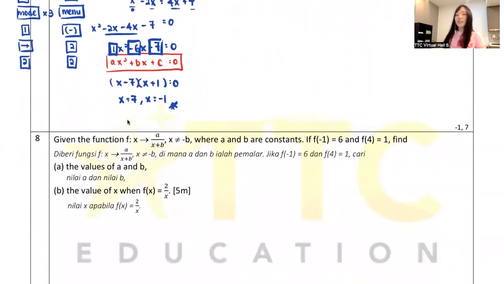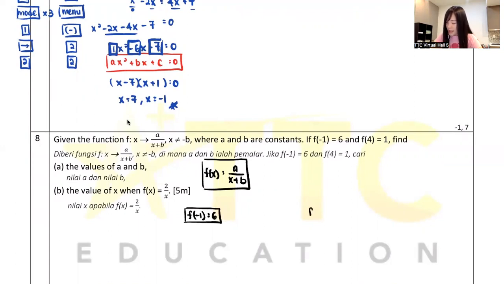Move slightly down. Question 8, guys. They again give you f(x) equals a over x plus b. They say x cannot be negative b, but that's not important. Just focus on your equation. So now they tell you f(-1) is equivalent to 6. Another one, they say f(4) is equivalent to 1. They give you this, so now they say find the value of a and find the value of b.